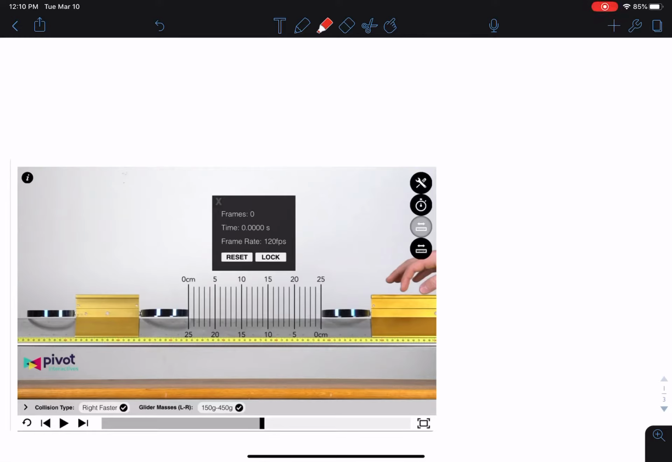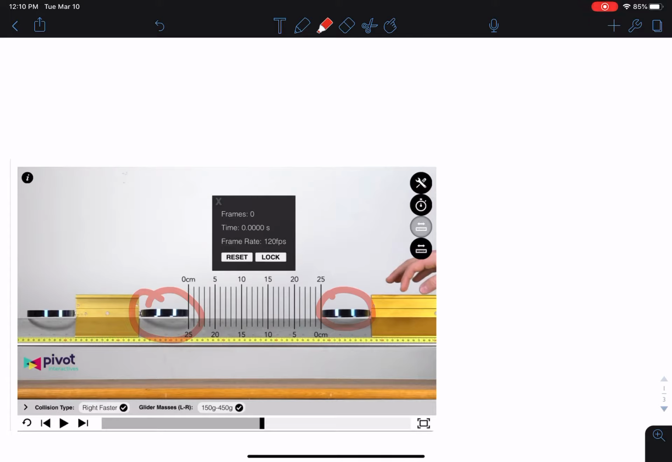Hey learners, Jared here, and today we're going to walk through the video analysis of our pivot activity, the momentum and energy ratios during a collision. We're looking at the video where we have these hoop springs on either side of our carts.